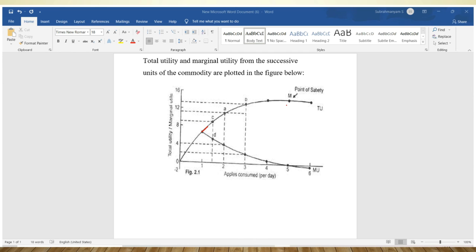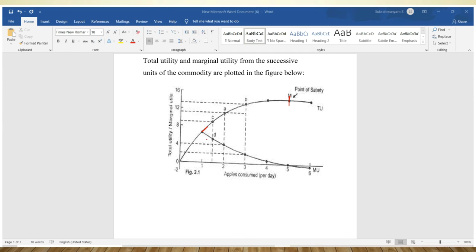After that, total utility decreases from 14 units to 13 units. Up to M, TU is increasing. After that, it is decreasing. It is the maximum total utility. That is at the time of fifth apple consumption.